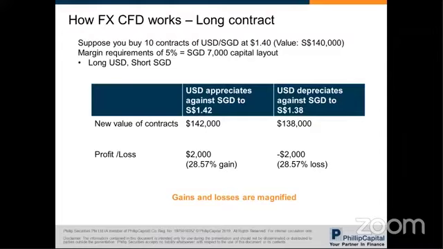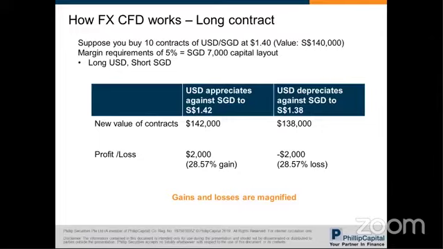So just to let you know how this FX CFD actually works. If we take this first example, which is longing a contract, you want to long this USD against SGD, meaning that you think that USD will appreciate against SGD. In this case, you buy 10 contracts of it, which are valued at 140,000.